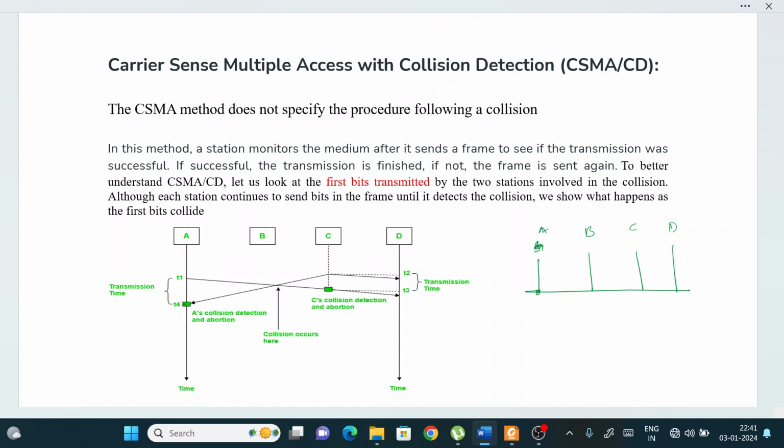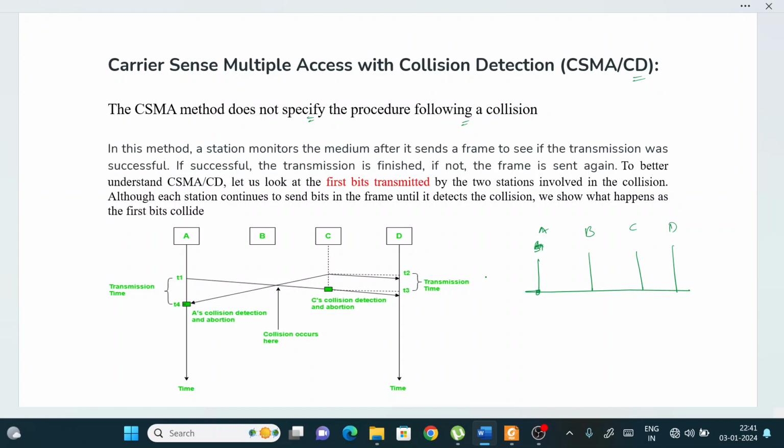In the previous topic, if a collision was occurring, we were not detecting whether a collision had occurred or not. In this method we are going to find out whether a collision is detected or not. That is what we call CSMA/CD, carrier sense multiple access with collision detection, right? The CSMA method does not specify the procedure following a collision. Now we can find out collision detection here.